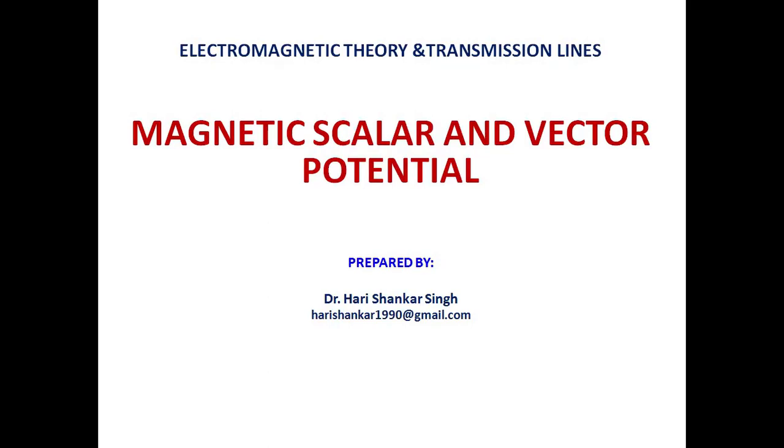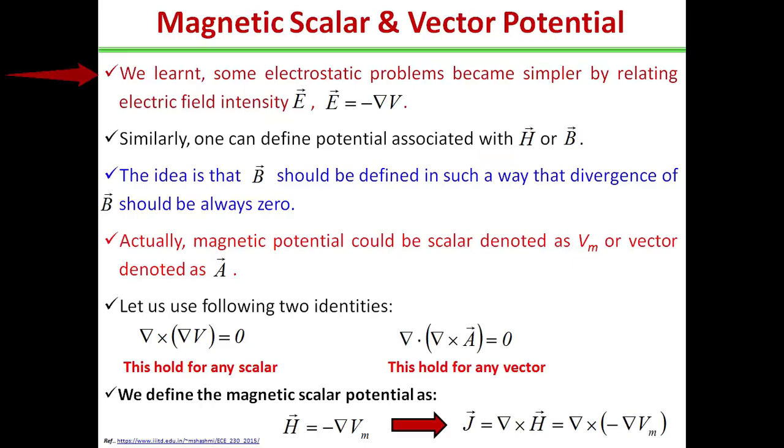In this video, I will be giving the details of magnetic scalar and vector potential. So let's start. Some electrostatic problems become simpler by relating the electric potential V to the electric field intensity E. In electrostatics, we have defined E is equal to minus del V. Similarly, we can define the potential associated with magnetostatic field B.